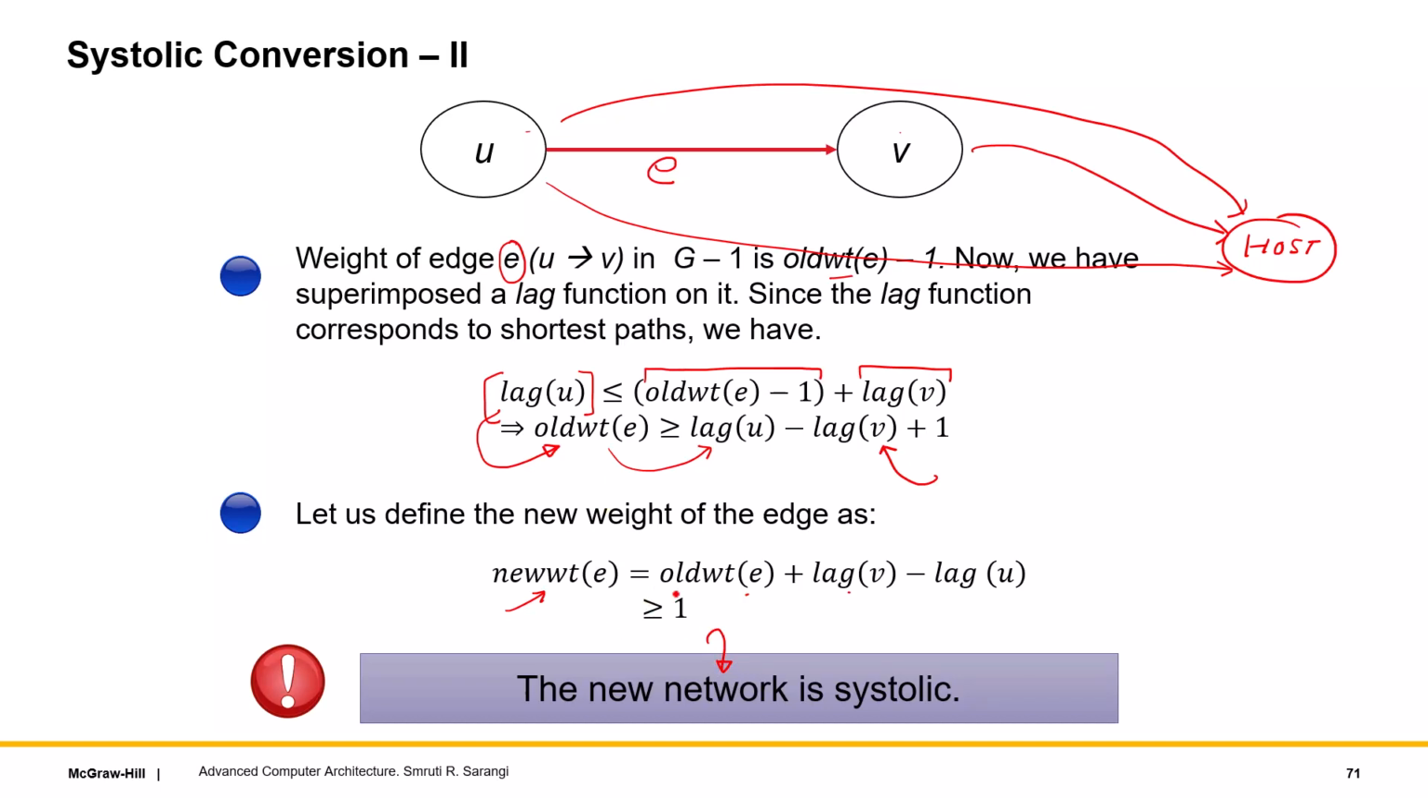So we take the graph, compute the graph G minus 1, and then compute the shortest paths to the host, if there is no negative weight cycle, using the Bellman-Ford algorithm. Then we compute the new weight of each edge as old weight e plus lag V minus lag U, and this is guaranteed to be greater than or equal to 1 given the properties of shortest paths. The way we actually convert is by adding these registers between U and V to make it a systolic network.